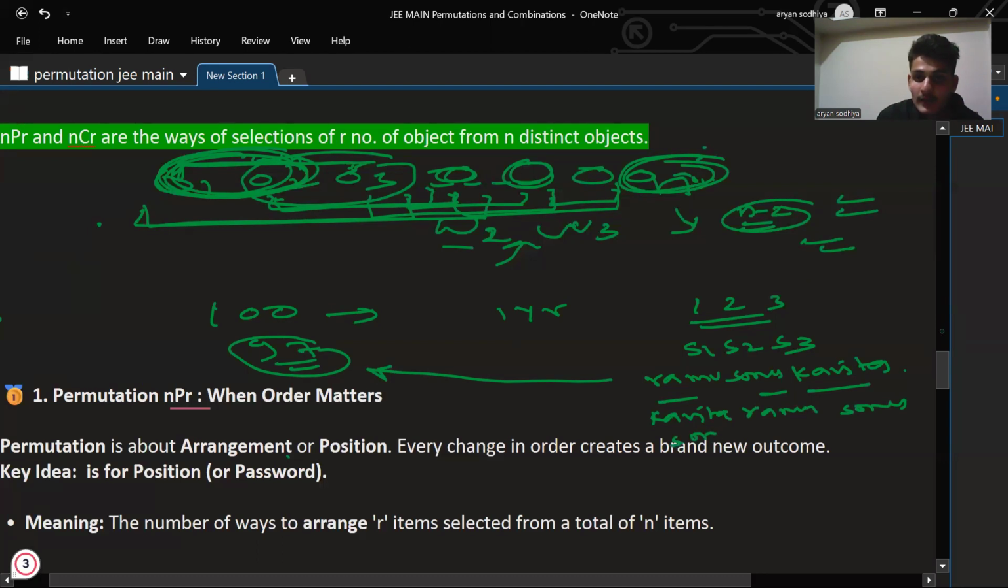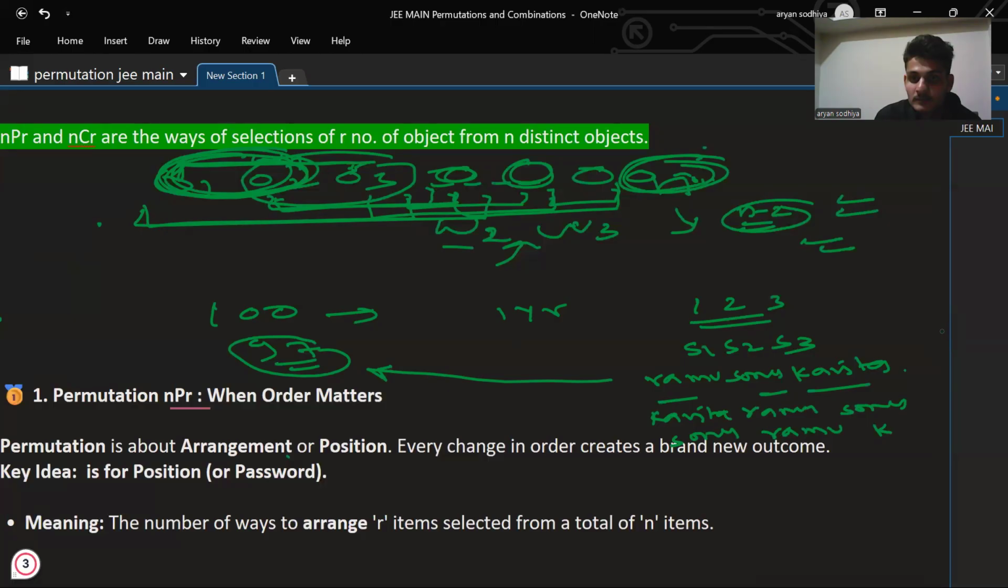Sonu also says, brother, why can't Sonu come first? Sonu will also say, I will come first. Ramu.